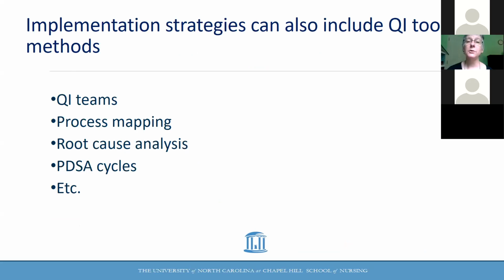I'm also very interested in the overlap between implementation strategies and quality improvement tools and methods, and how we can better integrate those two things. So as you're thinking about implementation strategies, think about what you might pull from quality improvement, such as QI teams, process mapping, root cause analysis, and plan, do, study, act cycles, or small cyclical tests of a change to implementation, PDSA cycles.